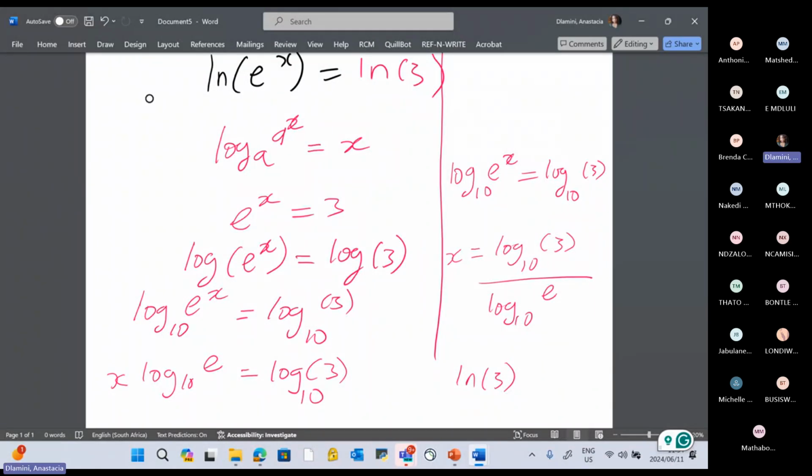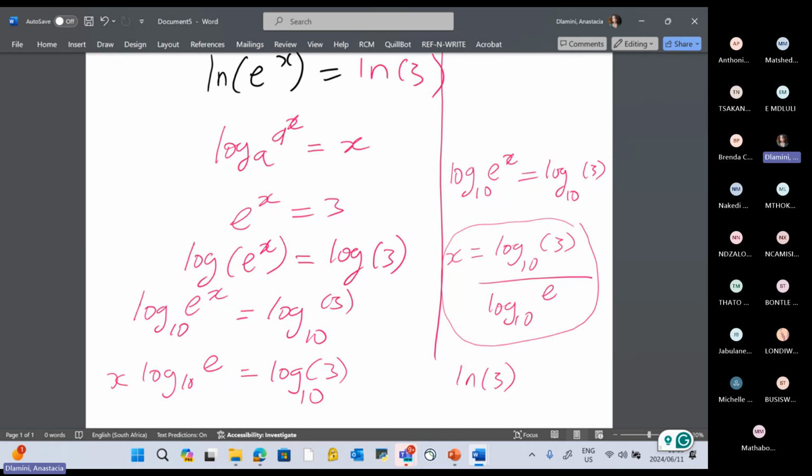But I'm still about to explain why we use ln instead. The answer is ln 3, ma'am, of this expression. Yes, that's what I assumed as well. So it says ln 3 straight. Yes, it says ln of 3 straight.